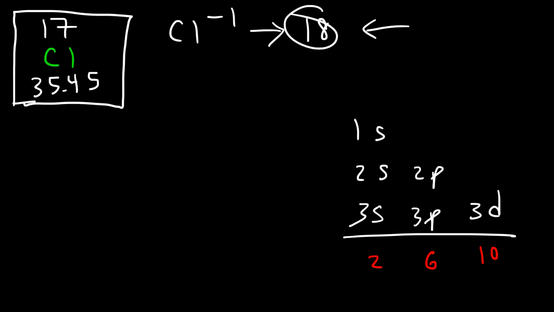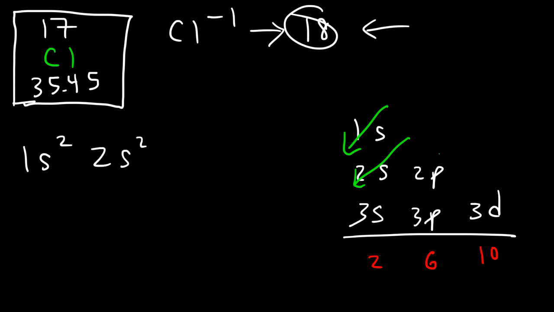So if you decide to write the electron configuration for the parent atom and then adjust it for the ions, then that's fine. For negatively charged ions, you need to add electrons. For positively charged ions, you need to subtract the electrons. So let's start. We need to get up to 18. So we're going to start with 1s. So this is going to be 1s2. And then it's going to be 2s2.